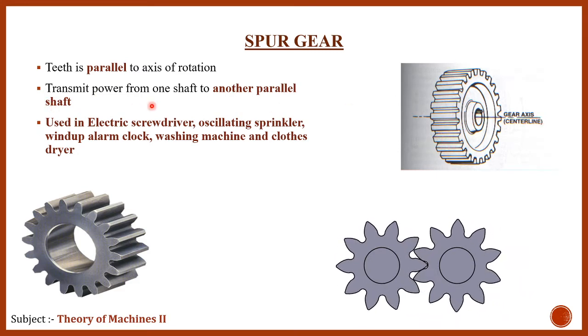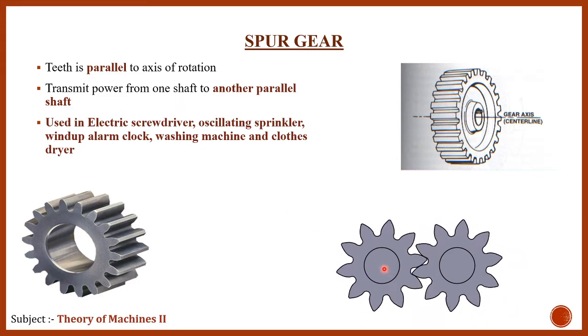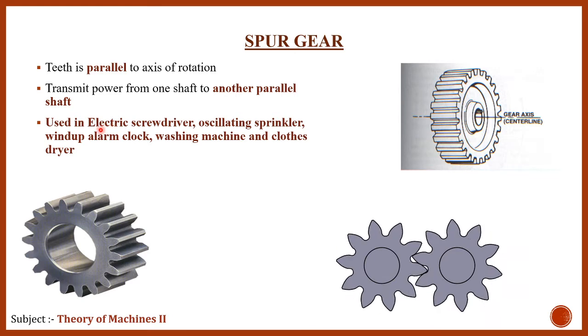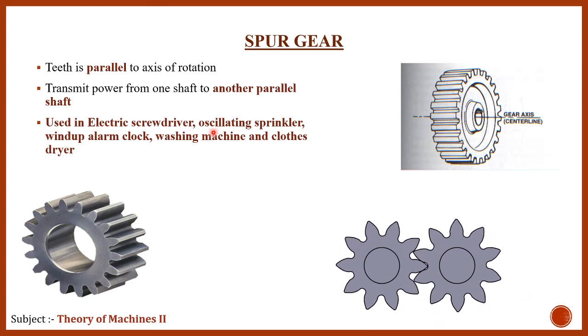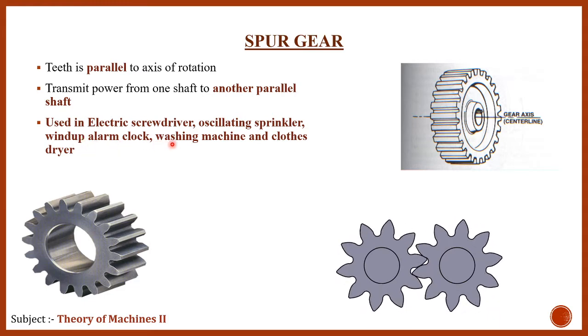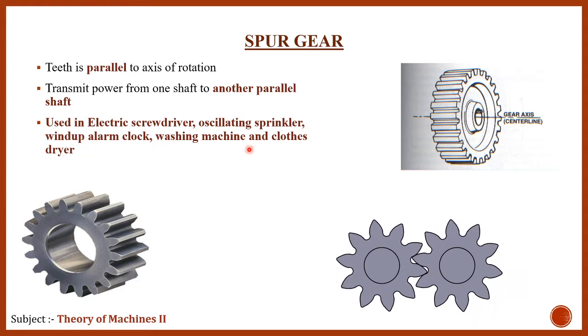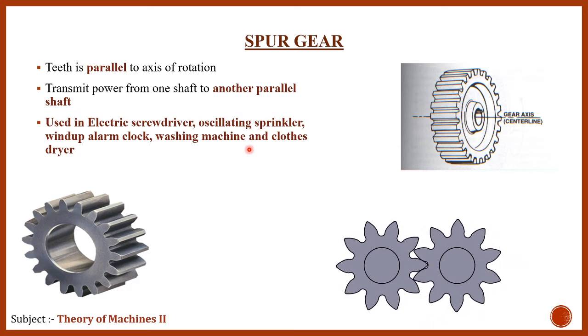Okay, second, it is used to transmit power from one shaft to another shaft. It is used in the electric screwdriver as a basic application, then oscillating sprinkler, alarm clock, washing machine, load dials, or in the automotive gearbox. Also, you will find the application of the spur gear.